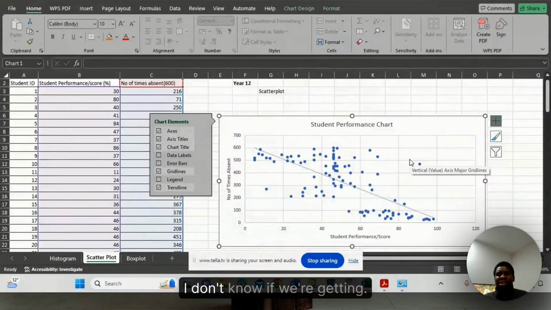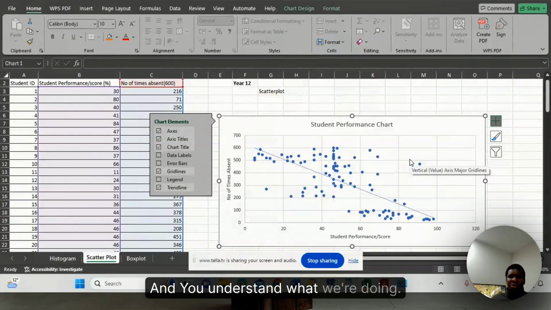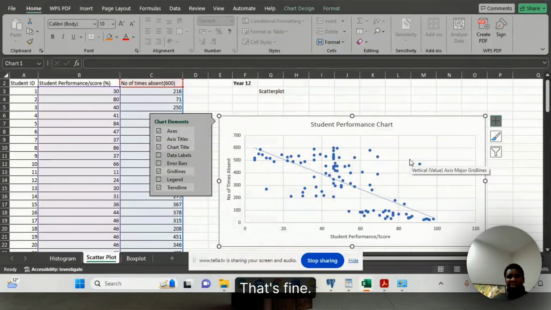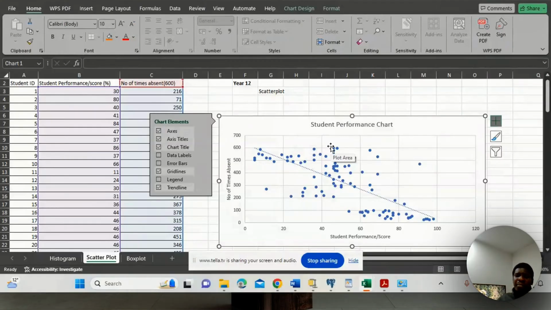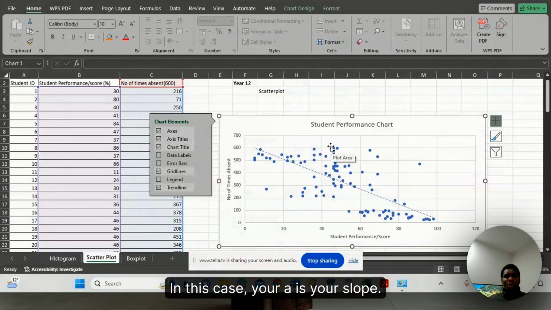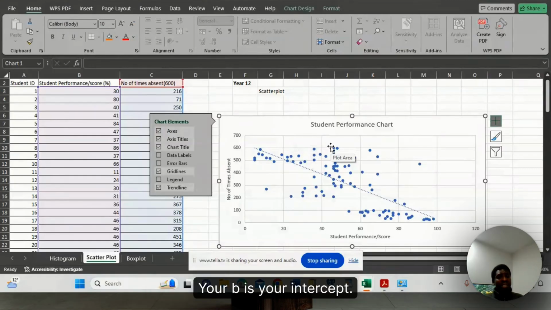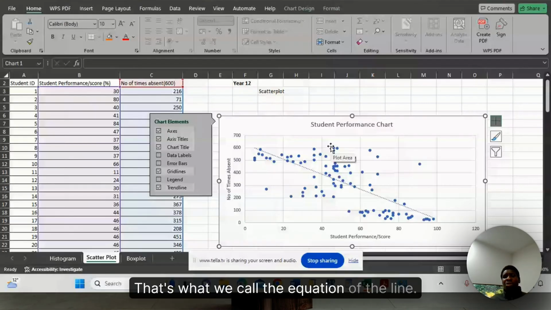I don't know if you're understanding what we're doing, but that's fine. I would like to introduce something. You must have heard of the equation of a line. y equals ax plus b, where y is your dependent variable, a is your slope, x is your independent variable, and b is your intercept. That's what we call the equation of the line.